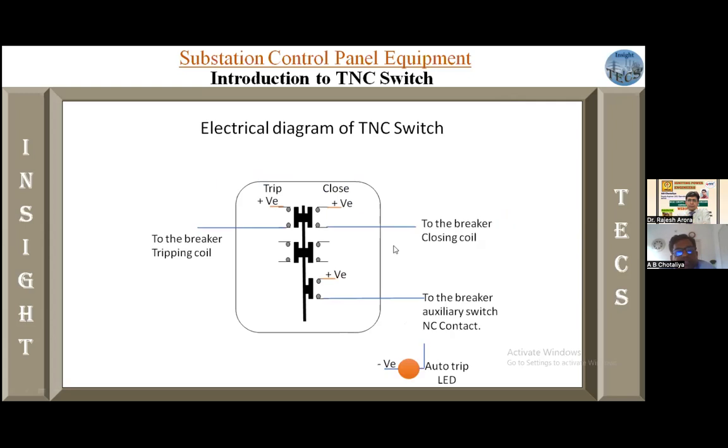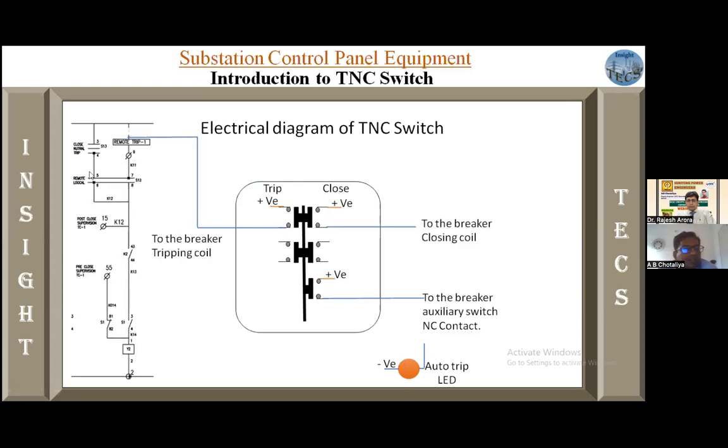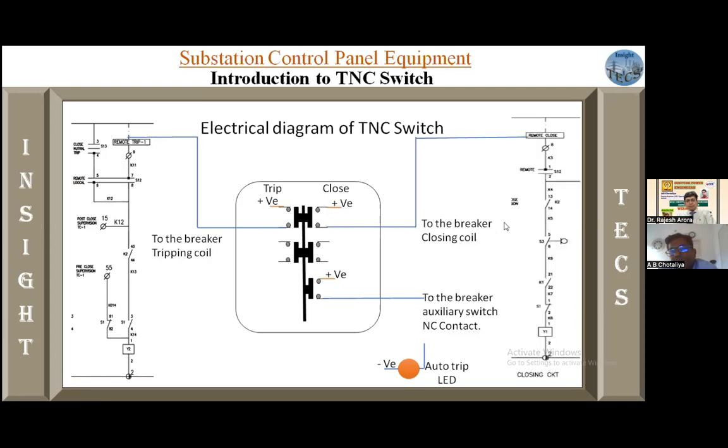How does it work? We need to give positive to one contact and take another contact to the breaker closing coil, same like the tripping coil, and the NSC contact will be used for the auto trip LED. Okay. So here the TNC contact is given to the remote trip of the breaker circuit, and the close contact is given to remote close of the breaker circuit.